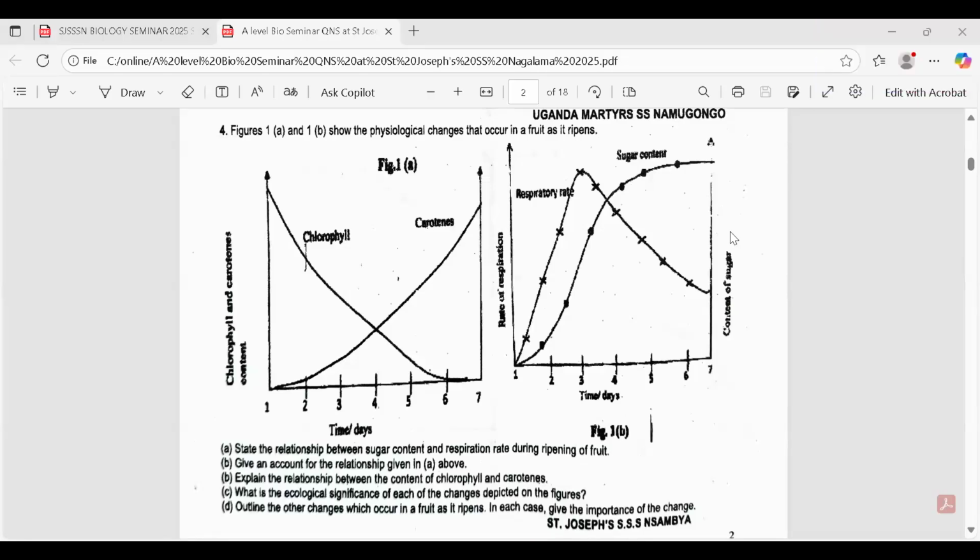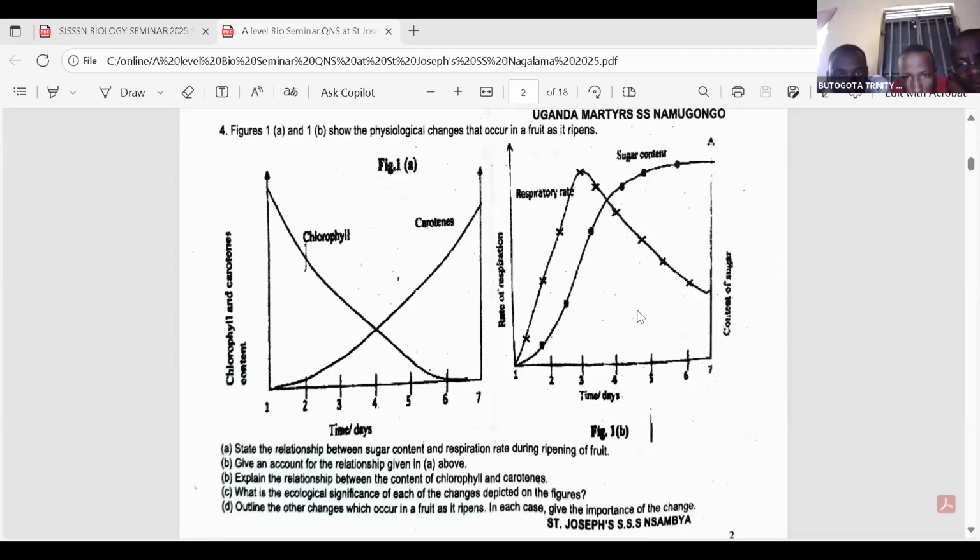You have told us to state the relationship between sugar content and respiration. I think the relationship is that sugar content increases as the rate of respiration also increases. So that means sugar content is largely depending on the respiration rate.